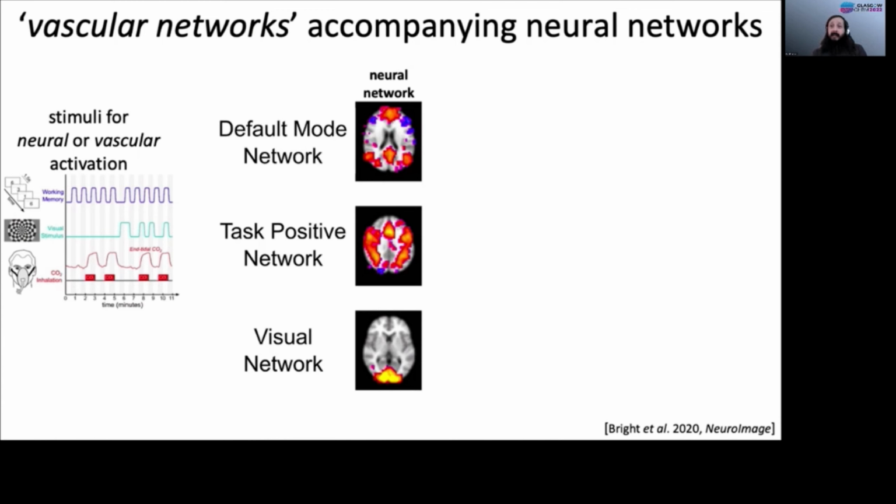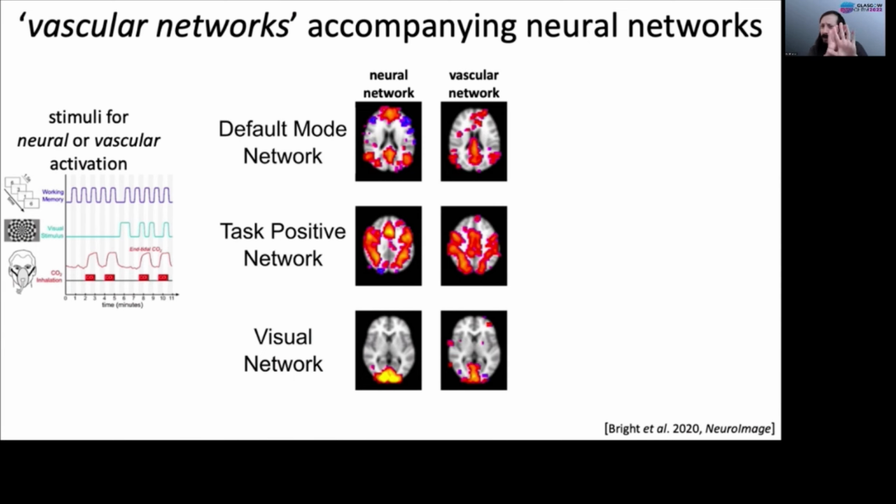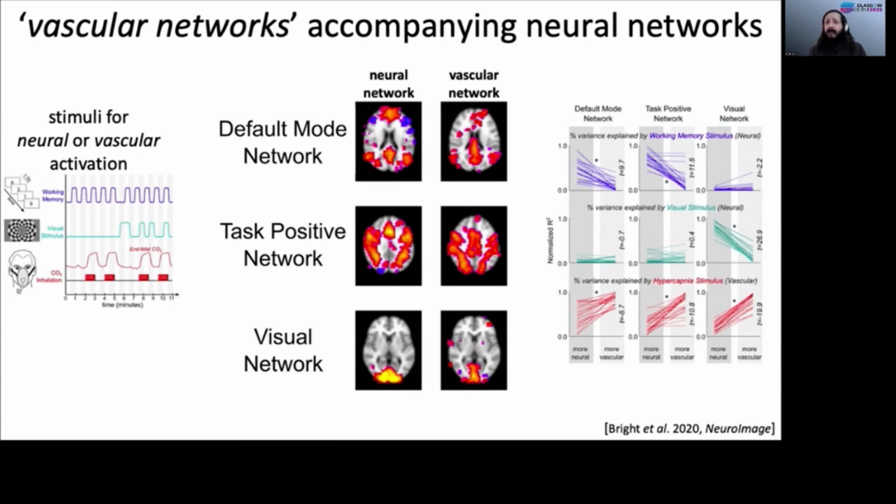So in their study, Molly and colleagues collected task-driven BOLD fMRI data using stimuli to generate neural activation, plus they had the subject breathe in CO2, again, a potent vasodilator, to generate vascular activation. And using a data-driven ICA-based approach, they identified 3 well-known large-scale networks, clearly driven by the neuronal activation. But what was fascinating is that they also identified for each of these networks a secondary network that was sort of spatially overlapping, but whose BOLD response was strongly correlated with the vascular stimulus timing. So this plot shows that for each of these 3 network pairs, the neural network is mainly driven by the neural stimuli, while the associated vascular network is driven only by the vascular stimulus.